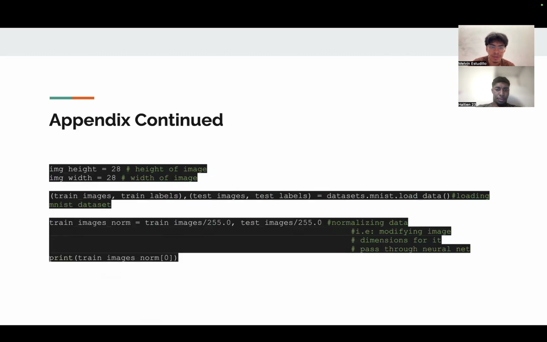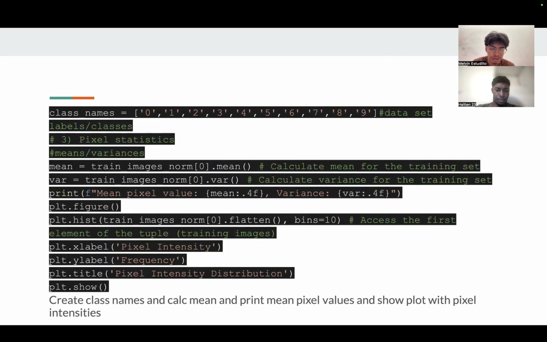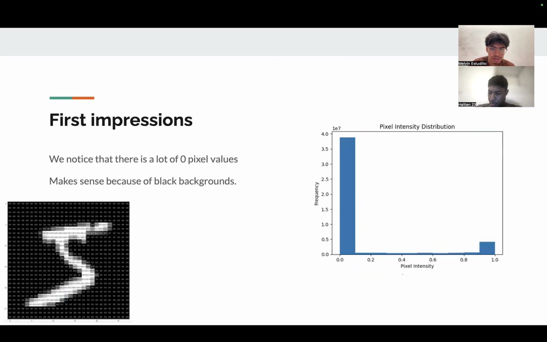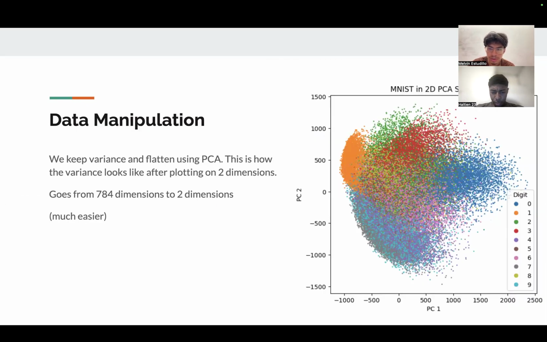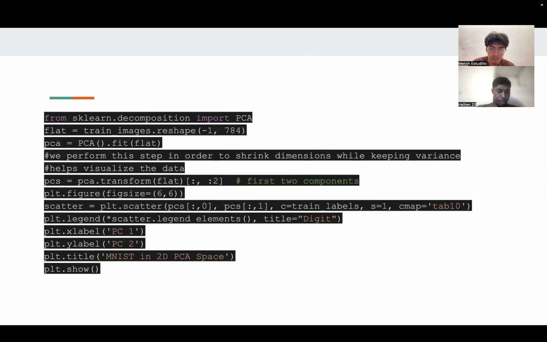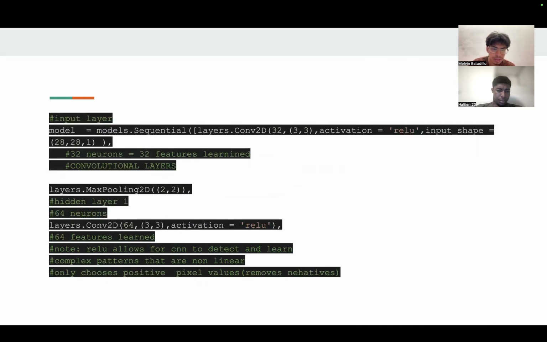Our appendix basically goes through how to essentially do, from scratch, what we did, calculating the mean and showing all of the charts that we made. Here is the visualization, it's actually this one over here. It's showing how the PCA changes the dimensions of our data set and leaves the variance, but definitely makes it easier for our computer to train.